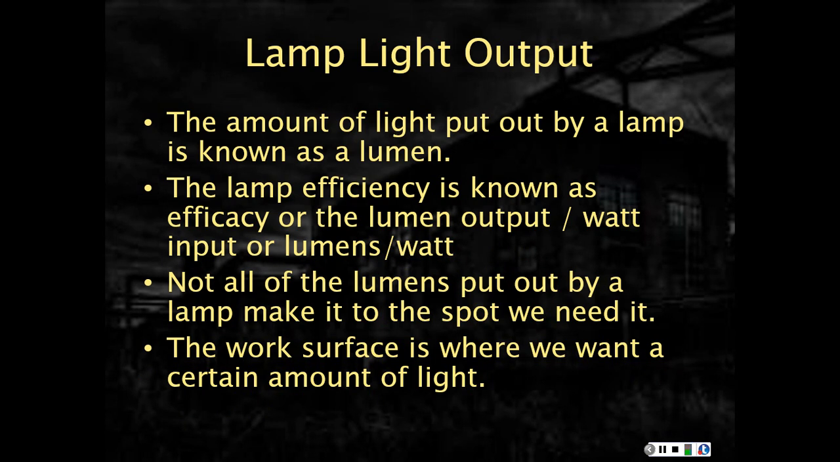Lamp light output. The amount of light put out by a lamp is known as a lumen. The lamp efficiency, as we talked about before, is how many lumens a lamp puts out by how many watts you put into it. So lumens per watt is the efficiency or efficacy of a lamp. Now, not all the lumens put out by a lamp make it to the spot where we need it. That's unfortunate. The work surface is where we want a certain amount of light.